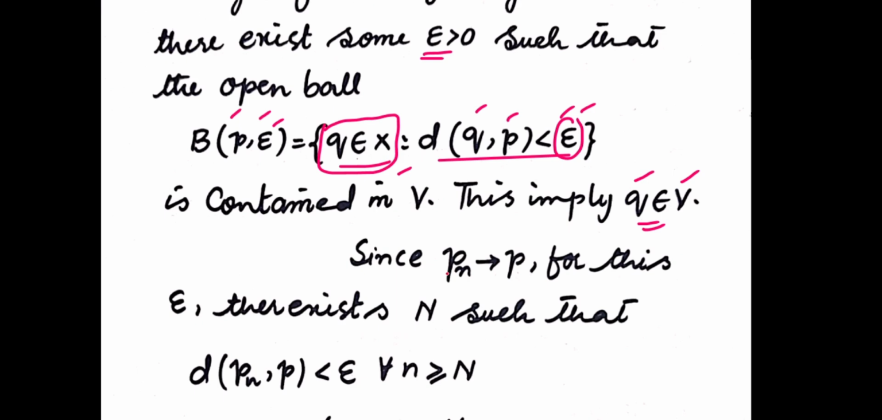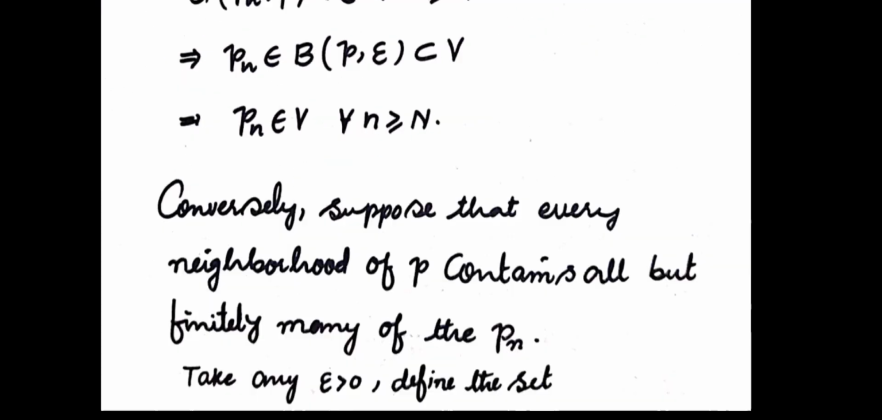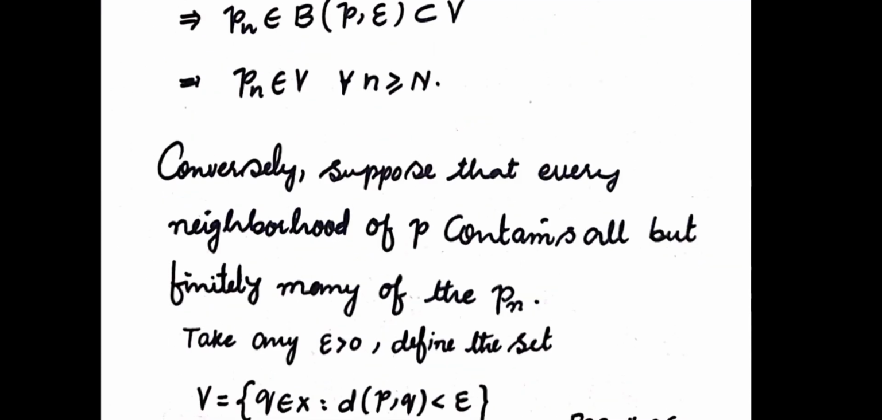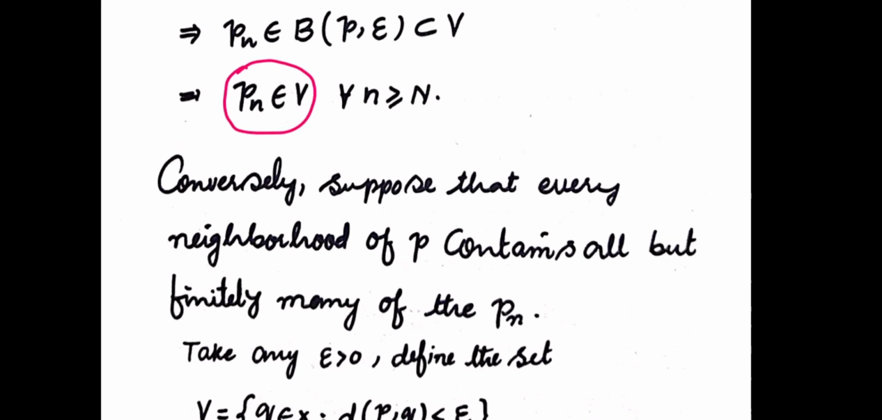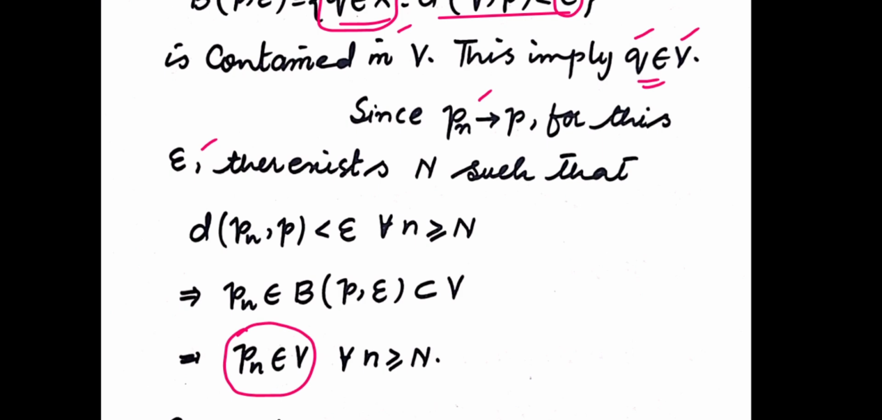Since Pn converges to P, for this epsilon, next we have to show that this Pn belongs to V. Since Pn approaches P, for this epsilon, there exists an integer N such that this inequality holds for all n greater than or equal to N.